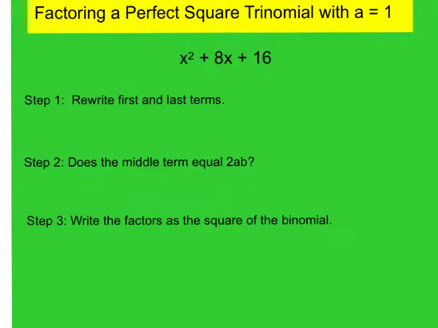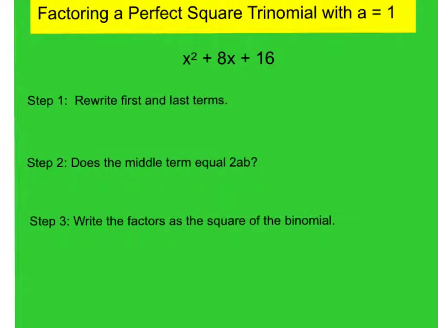Alright, so here's our trinomial. X squared plus 8x plus 16. So it says rewrite the first and last terms, and that's what I'll do. So what multiplied to what is x squared? X times x. And what multiplied to what is 16? Well, 4 multiplied to 4.